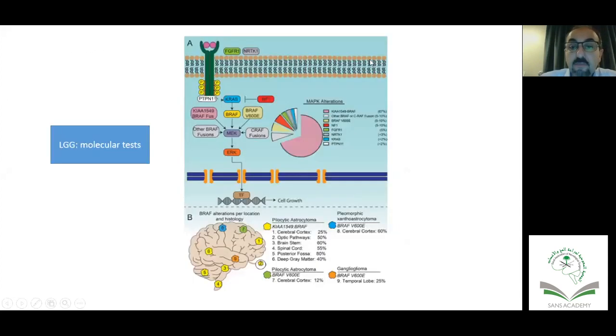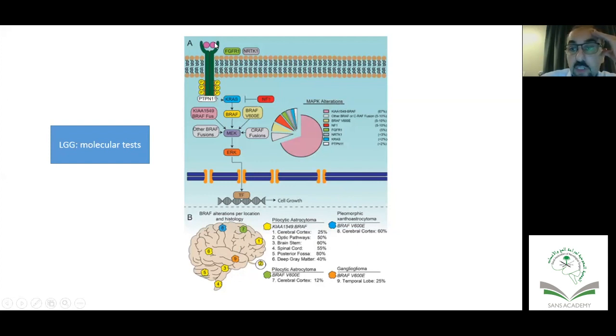So in summary, I'll just show you the different types of low-grade glioma with the percentage of mutation found in them. For people who are interested in the oncogenesis, we can show you the different points where the alteration and mutation can happen. And this is the famous MAP alteration, quite famous in low grade.